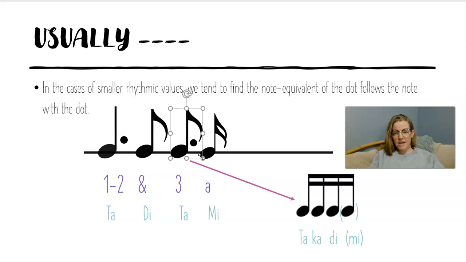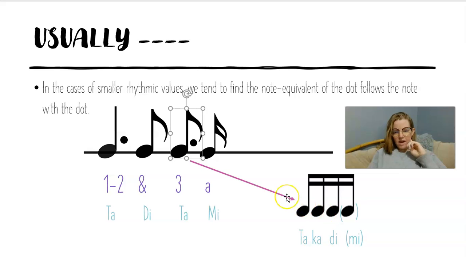Now you're thinking in your head that this dotted eighth note is the same as 3 16th notes. How do I know that? Well, an eighth note is the same as 2 16th notes, and our dot is adding half the value to this, which would be a 16th note. So we're essentially having 3 16th notes.